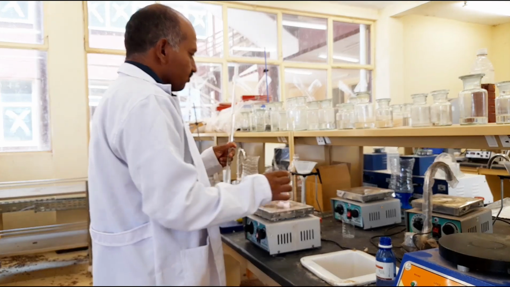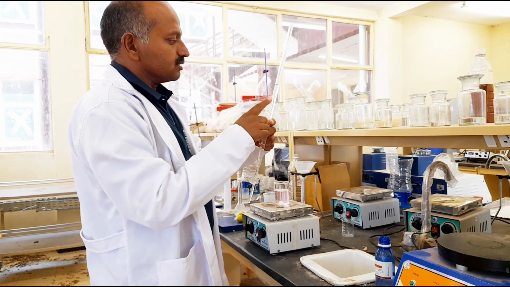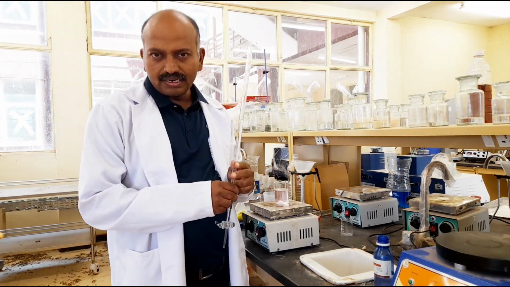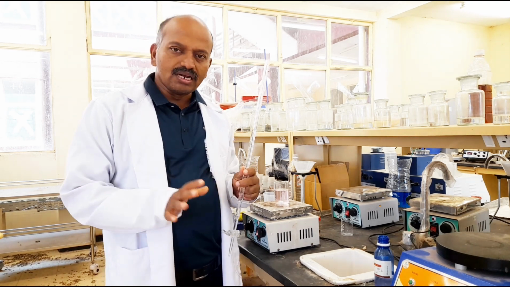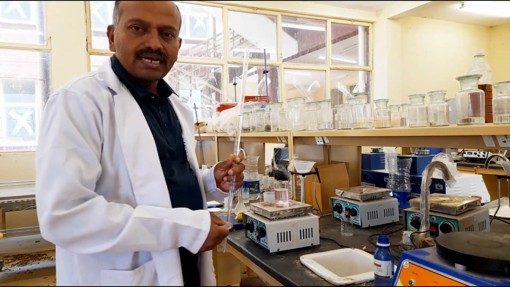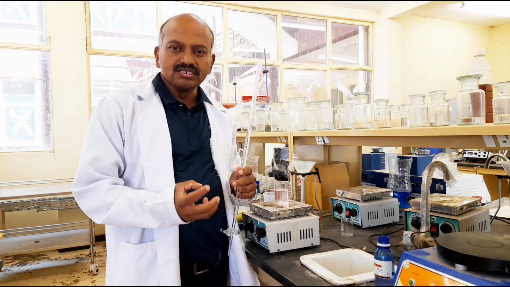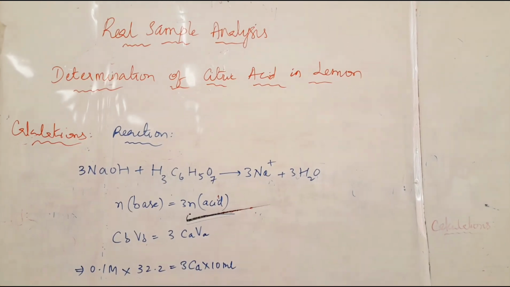So now the value here is 7.2 and previously it is 25, totally it is. Finally, the volume of sodium hydroxide consumed for the 10 ml of the lemon juice is 32.2 ml. So this is the end of the reaction. Now let us perform the calculation on the board to understand how much concentration is present inside the lemon juice. Now let us see the calculation part.